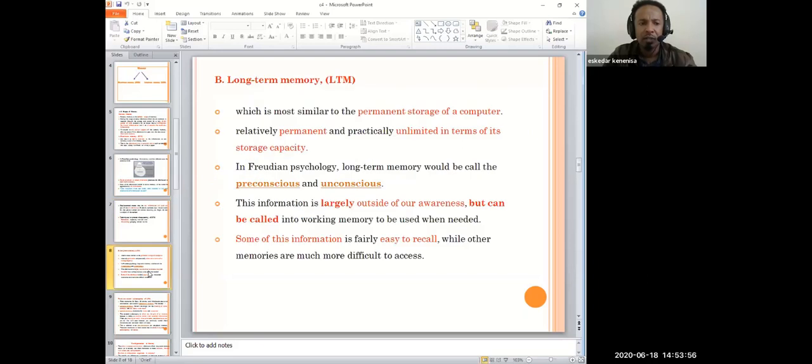Then from this we'll go to the long-term memory. Long-term memory is just like permanent storage in a computer. What is going to be stored is relatively permanent and it is unlimited in storage capacity. Unlimited. I mean, our long-term memory can store lots of things.